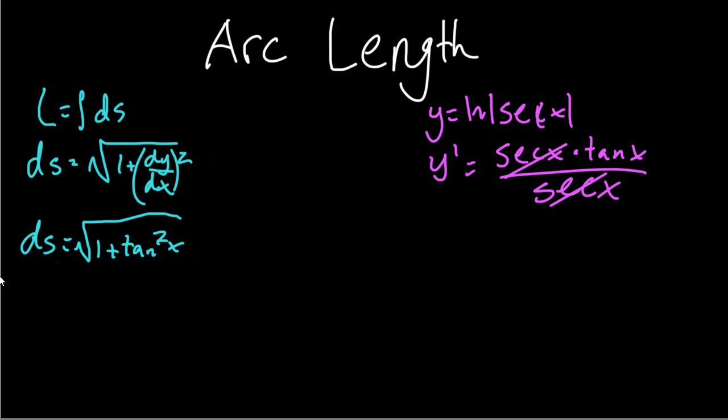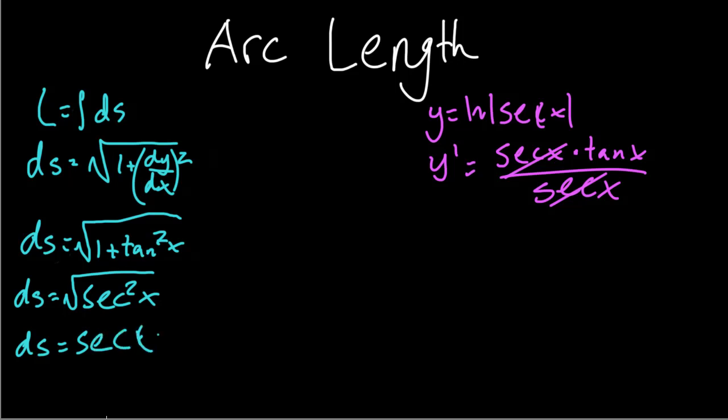So, this looks rather difficult to integrate. However, if you know your pre-calculus trig identities, then you know that 1 plus tangent squared x is just equal to secant squared x. Super helpful in this case. And while we're at it, let's just take the square root of that. The square root of something squared is just itself. So we'll have that ds is equal to secant x. And we just made this so much simpler to solve. All we have to do is integrate ds.